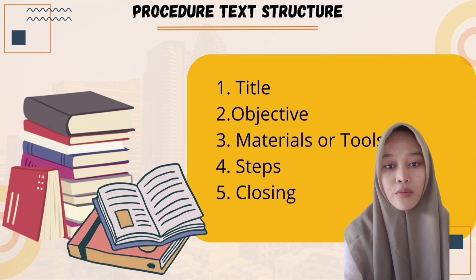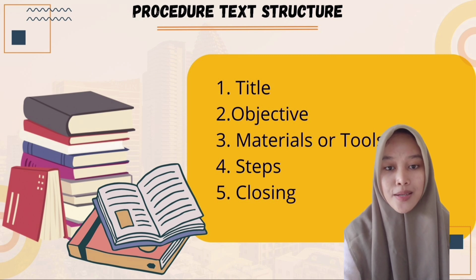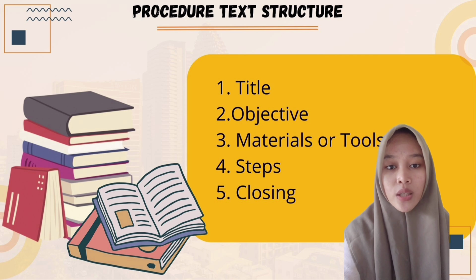And then after that, we will discuss the procedure text structure. There are 5 structures. The first is title. If you want to make iced tea, the title can be such as how to make iced tea. And then the second is objective or the purpose. And then the third is materials or tools, so you can prepare all the materials. And then the fourth is steps. You can make the steps from the first, such as prepare the materials, and then until finish. After that, the last is closing.